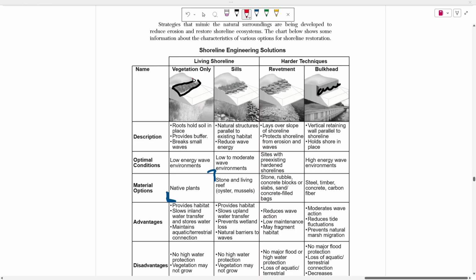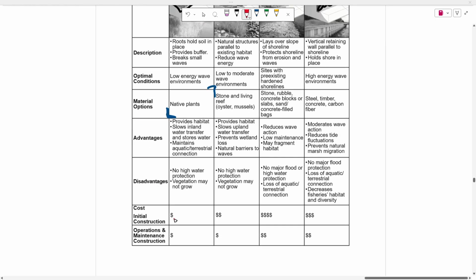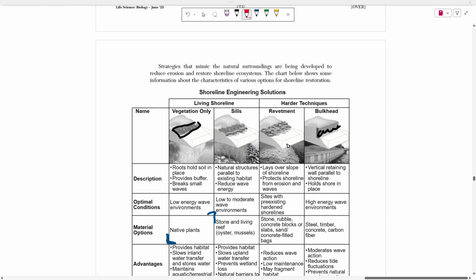You could even go and say vegetation only is the best option. You could say that taking the vegetation only route is the best option for Oswego, even though it provides no high water protection. It has a very low construction cost and an even lower maintenance cost while offering the best preservation of aesthetics due to its material of native plants, right? So that's another example of what you could have said.